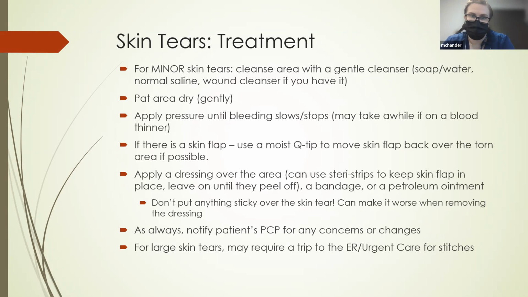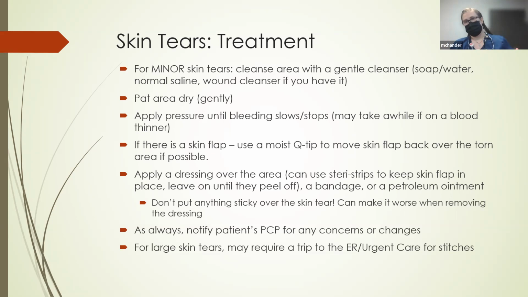For minor skin tear treatment, so that's kind of, you've bumped yourself, you've got a little skin tear on your arm, it's bled a little bit. Cleanse the area with a gentle cleanser, so you can use soap, water, normal saline, wound cleanser if you have it. Patting the area dry very gently, so don't be rubbing vigorously, that can cause the skin to break down more. Just using a patting motion till it's dry. If it's bleeding, make sure you apply pressure until the bleeding slows or stops. If your loved one or patient is on a blood thinner, that can take a little longer than, say, if I had a skin tear and was waiting for it to stop bleeding.